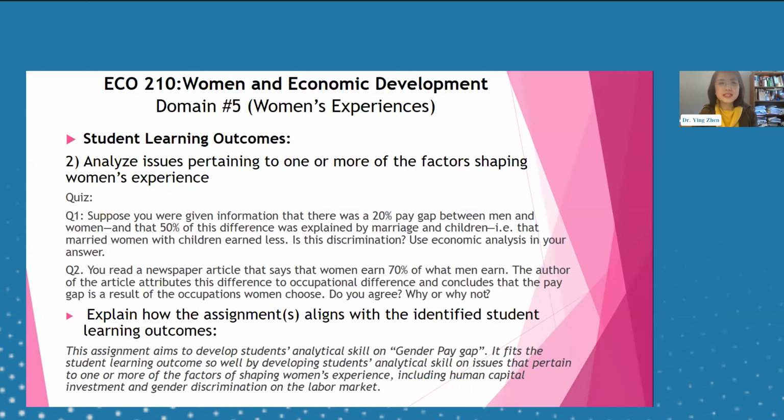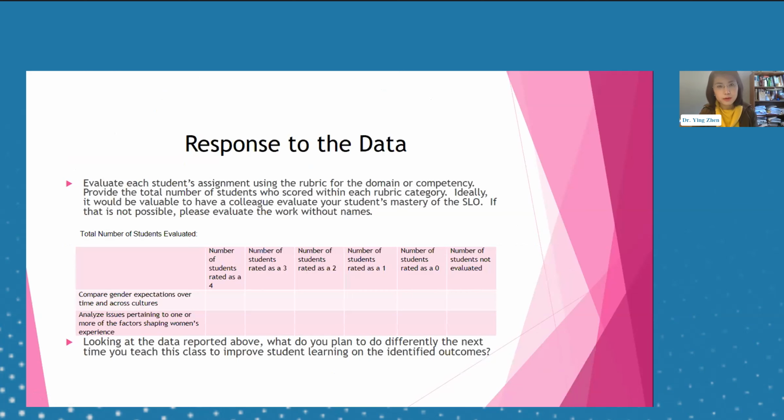But both questions would satisfy this learning outcome: analyze issues pertaining to one or more of the factors shaping women's experience, and here I explain how they align with the identified student learning outcome. So you can easily read this paragraph, and the 2 quiz questions also encourage students' learning of human capital investment, which is another big topic in this course as well. And at last, response to the data.